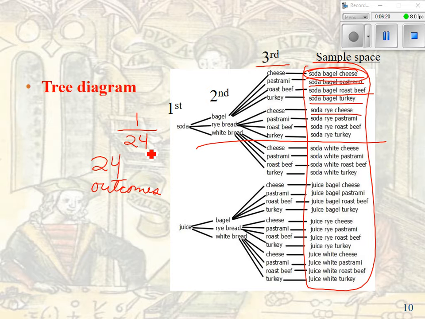Please, when you're doing probabilities, don't write stuff like this. No slashes. We want a fraction bar. Otherwise, you're going to get confused.